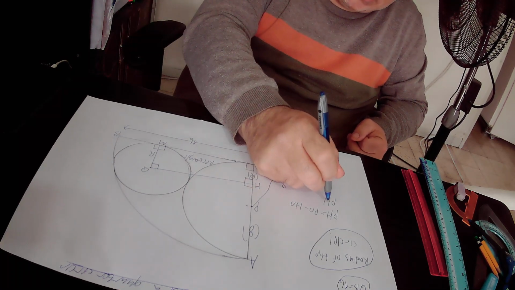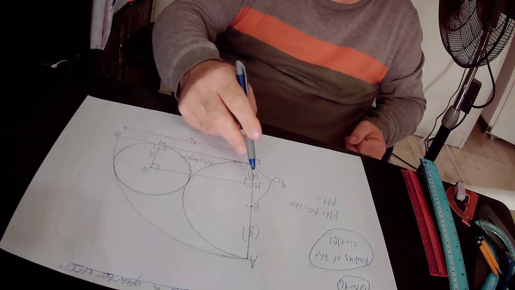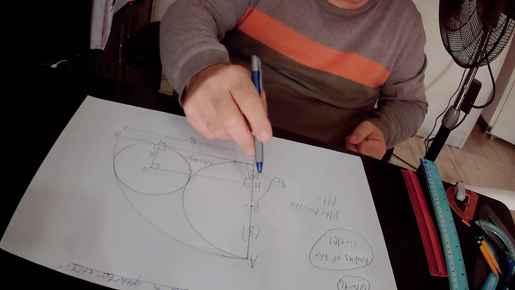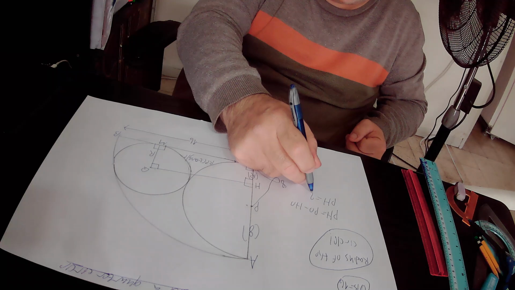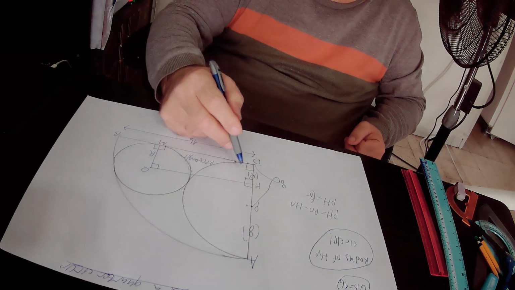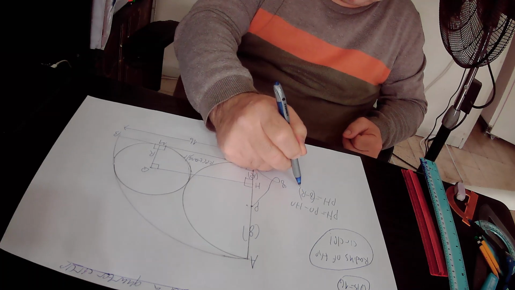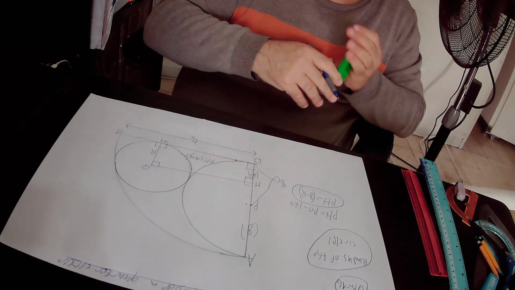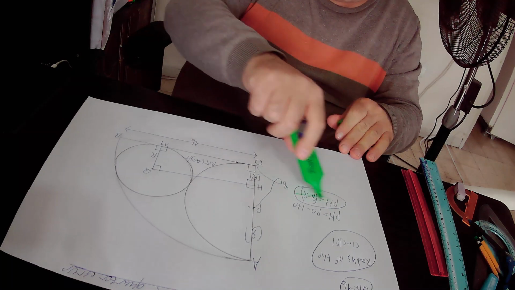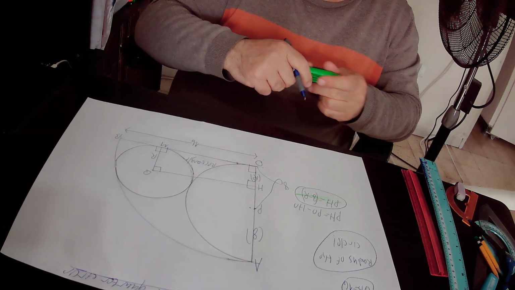So PH equals PO. PO is 8, the radius of the semicircle, that is 8 units in length, minus HO. We just wrote down that HO equals R. So in total, PH equals 8 minus R.